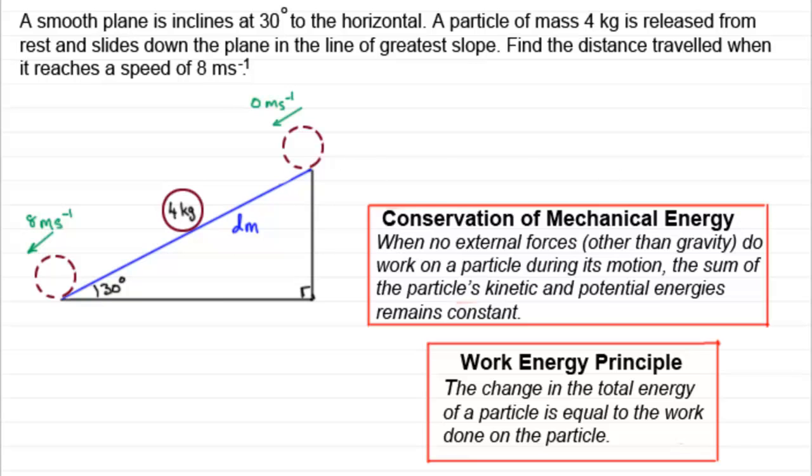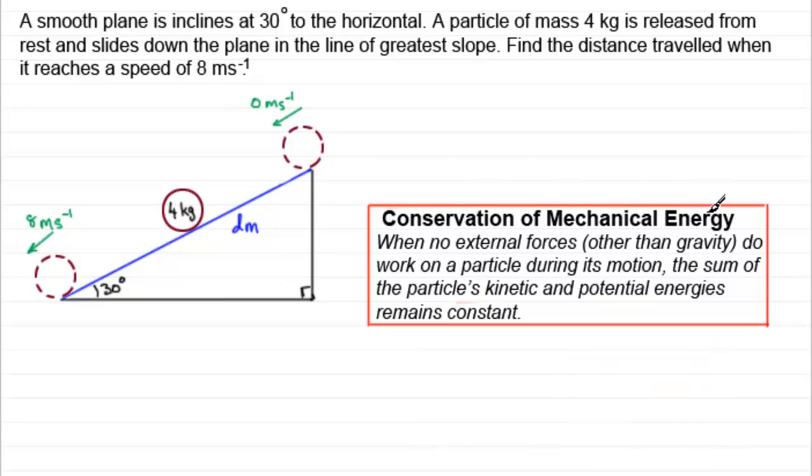Okay, well let's just start then with using the conservation of mechanical energy. So when no external forces other than gravity do work on a particle during its motion, the sum of the particle's kinetic energy and potential energies remains constant. So to do a problem like this, we take two levels. We'll take the starting level, we'll call it A, and where the particle finishes here, we'll call it B. And we need a zero level of potential energy. We'll have that zero level on the base here.